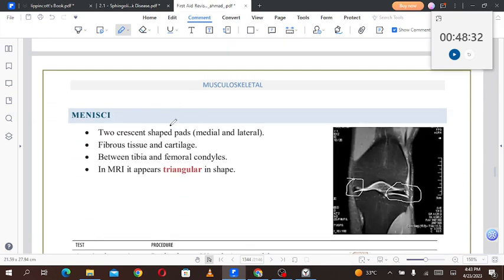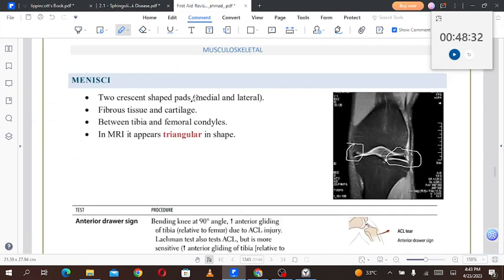What are menisci? Menisci are two crescent-shaped pads, medial and lateral, made up of fibrous tissue and cartilage, between the tibia and the femoral condyles. In MRI, they appear triangular in shape.